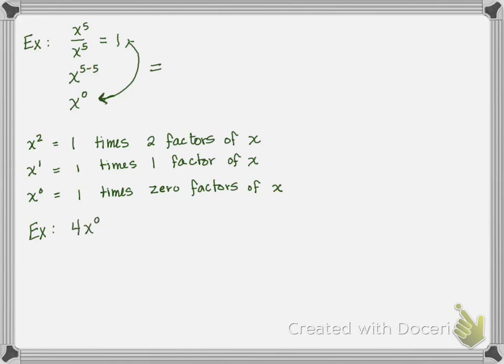4x to the 0, well, that's not going to be equal to 1 because I'm not raising the entire expression to the 0 power. This is the number 4 times the exponential expression x to the 0. So 4 times 1, which is 4. As opposed to if I had 4x as my base and I raised that to the 0 power, then that is equal to 1. So regardless of what the base is, if that whole thing is in parentheses raised to the 0 power, then that whole thing is equal to 1.